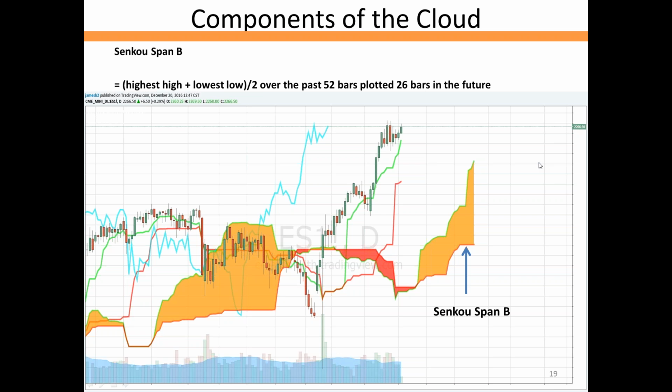The second component of the actual shaded area, the second bound of it, is the Senkou-span B line, and it's calculated by taking the highest high and lowest low, dividing it by 2. We're looking at 52 periods worth of data, and plotting at 26 bars in the future. Pretty simply put, if Senkou-span B is on the bottom, then it's a bullish cloud. If Senkou-span B is on top, then it's downward sloping, it's a bearish cloud.